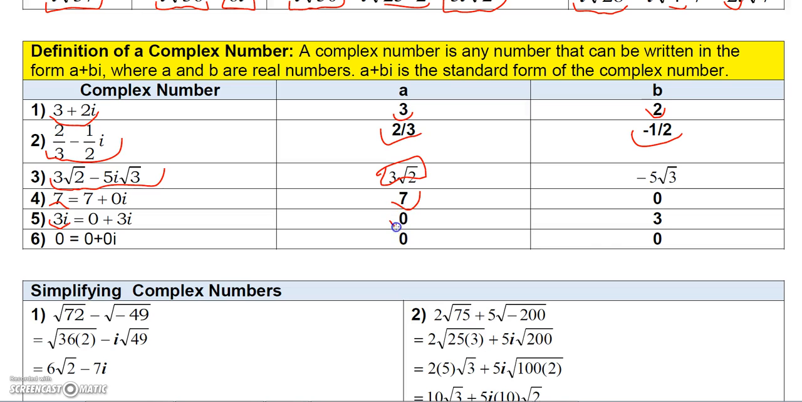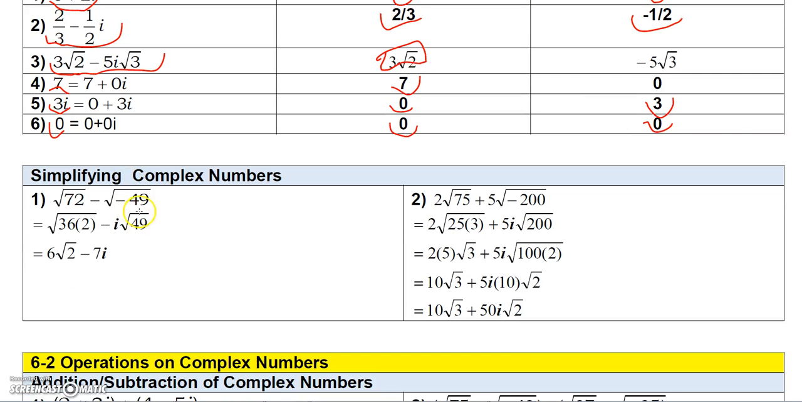So the real portion here would be 0, and the imaginary coefficient, or the coefficient of the imaginary portion, is 3. And then I went ahead and just threw in 0. 0 can be written as 0 plus 0i, where the real portion is 0, and the coefficient of the imaginary portion is also 0. And so that's basically what these complex numbers consist of. These are just several examples of complex numbers that you could run across.